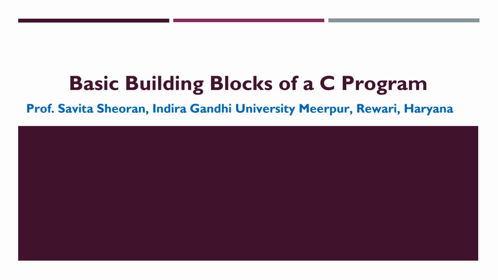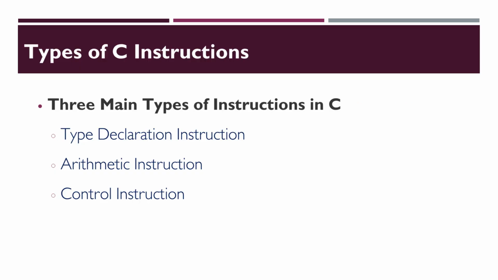Hello everyone, let us look at the instructions we used in these programs. There are basically three types of instructions in C: type declaration instruction, arithmetic instruction, and control instruction. The purpose of each of these instructions we will discuss one by one.